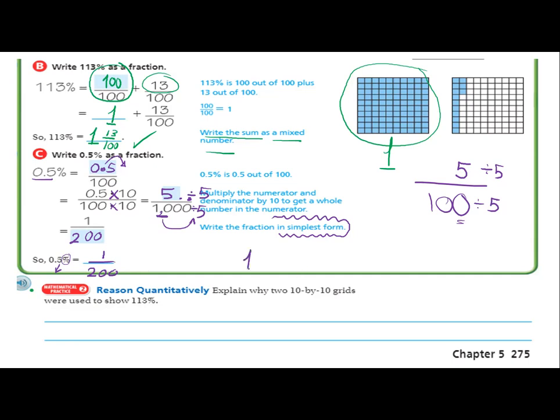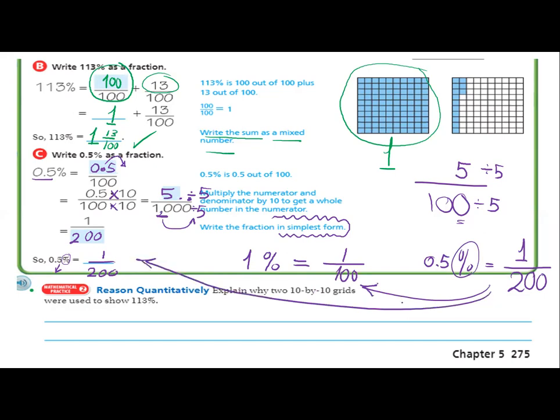So Muhammad, if I write 1%, 1% is going to be what over what? 1 over 100, that's right. Look here, 0.5 means half. 0.5% or 5/10% equals 1 over 2, like half, but 200 because I have percent. Do you see this? And do you see this? Okay.